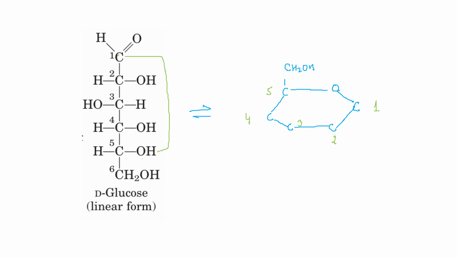Now the configuration at C1 can be an alpha configuration or a beta configuration. The OH could be on this side, above the plane. If it is on this side of the plane, towards the 6 carbon, then this is the beta configuration. And this is a D-glucose because this OH is on the right side. So this is beta-D.